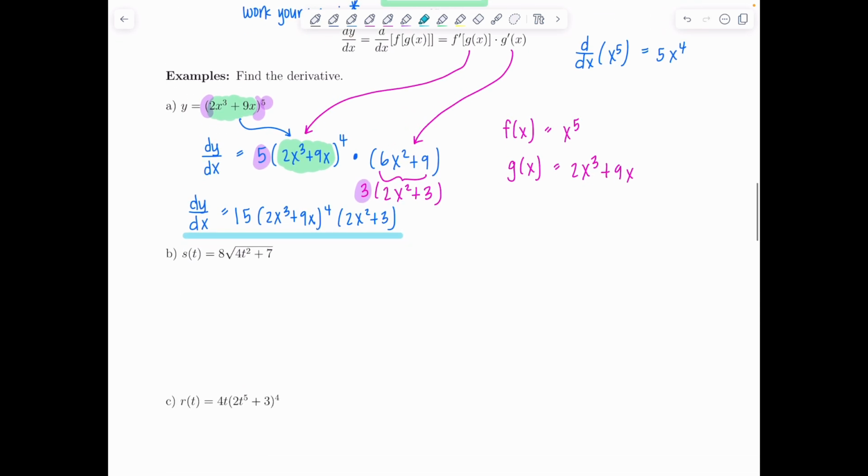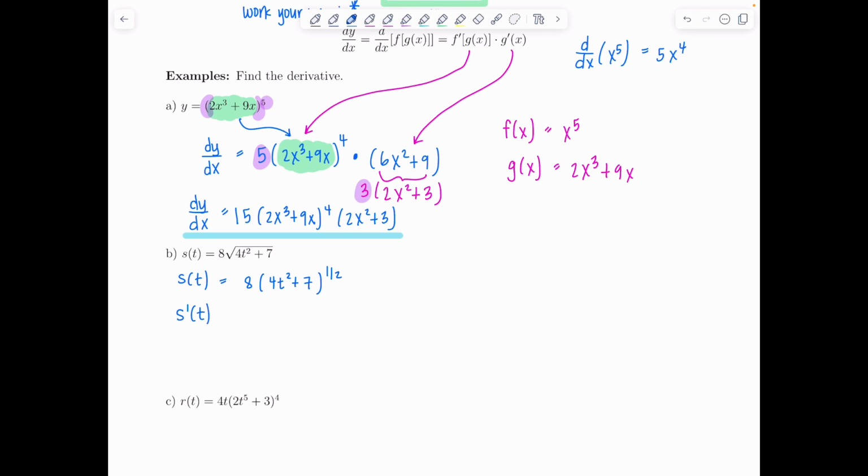Let's try another. s of t equals 8 times the square root of 4t squared plus 7. First things first, I would rewrite this as 8 times (4t squared plus 7) to the 1/2. No, you do not need the product rule, because this 8 is just a constant. There are no variables here. When we differentiate and there's a constant being multiplied by our function, it just comes along for the ride. Just keep it there.